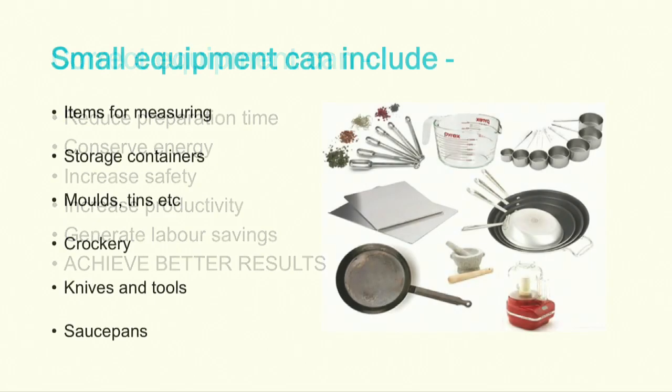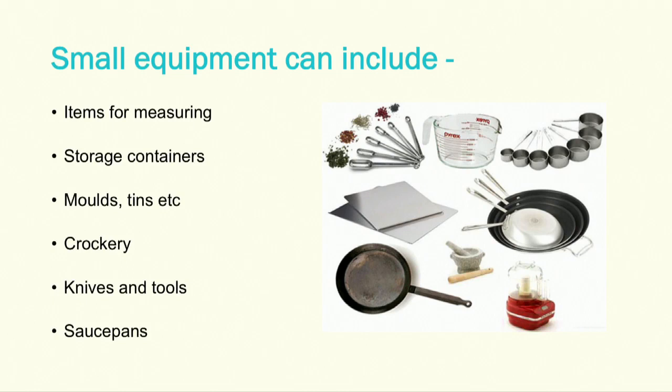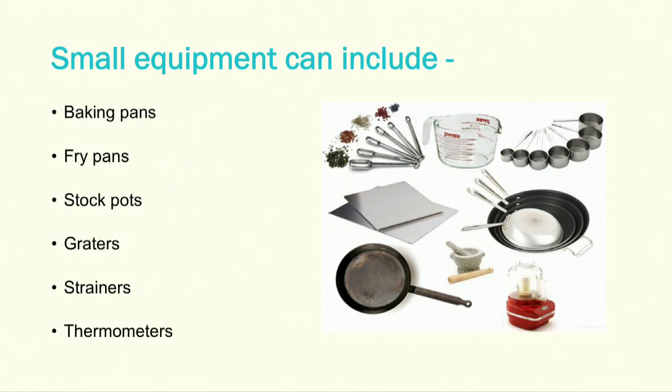Small equipment examples, things like measuring items, storage containers, moulds, tins. I'm not talking about mould that grows on food, the little Dariel moulds. I'm talking about the, you know, you make cream caramels in those Dariel moulds, that kind of mould. Crockery, knives, tools, saucepans, pans, stock pots, graters, strainers, thermometers, all of those things.